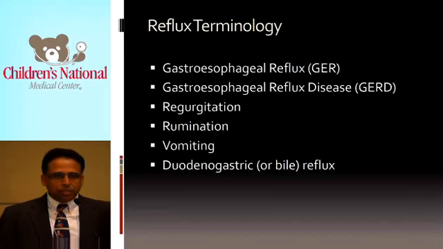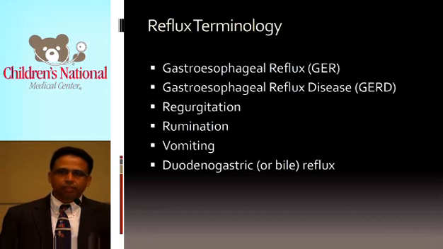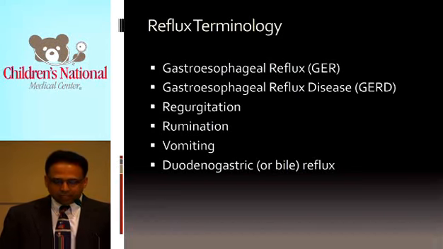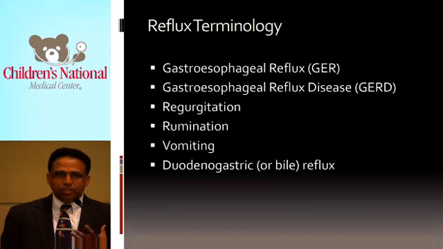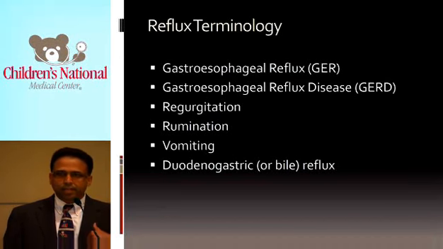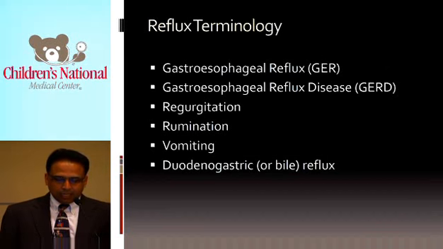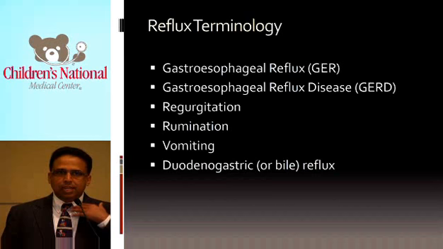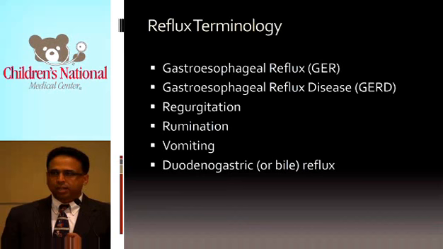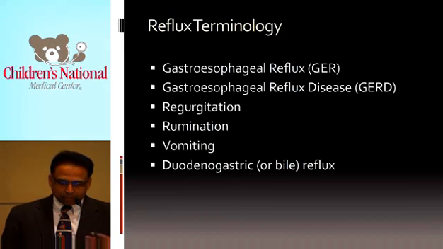Regurgitation, on the other hand, just means the contents coming up to a variable degree. They can come to the esophagus, they can come to the mouth, they could be spit out. All of that is regurgitation. Rumination is when this content is taken back and swallowed again. And vomiting is when this content comes out of the mouth. So it's really important to use our terminology correctly because it becomes important in clinical management.